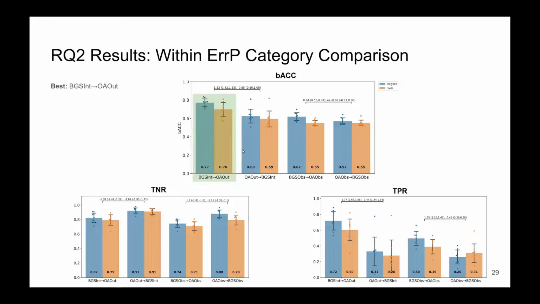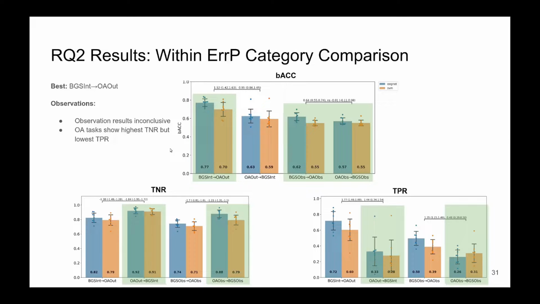We first find that for the interactive tasks, it seems that BGSint to OA out seem to perform the best, indicating that BGSint might be some good training data for an interactive task, as we see it's much better than its OA out counterpart. Furthermore, we don't really have any conclusive results regarding the observational side. Here we can see that the EEGNet does indicate some sort of medium effect size. However, the SVM results are non-significant and don't really indicate much of anything.